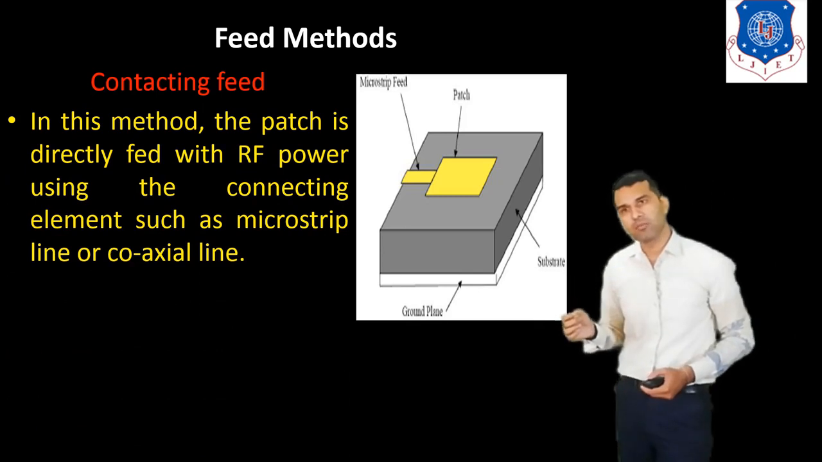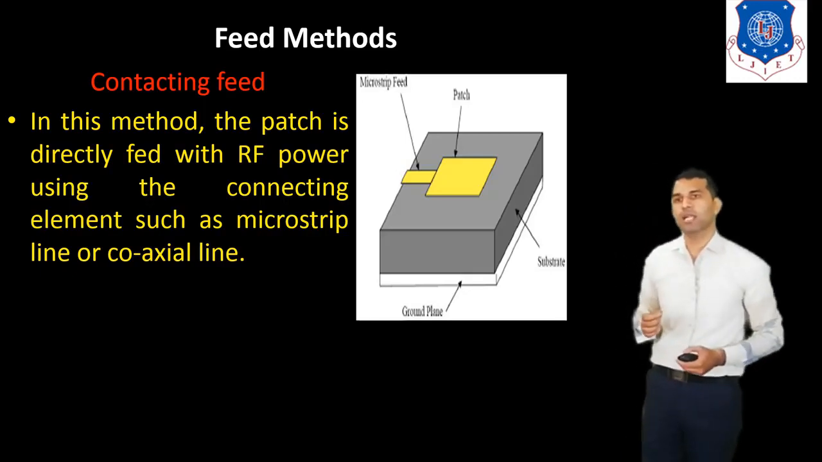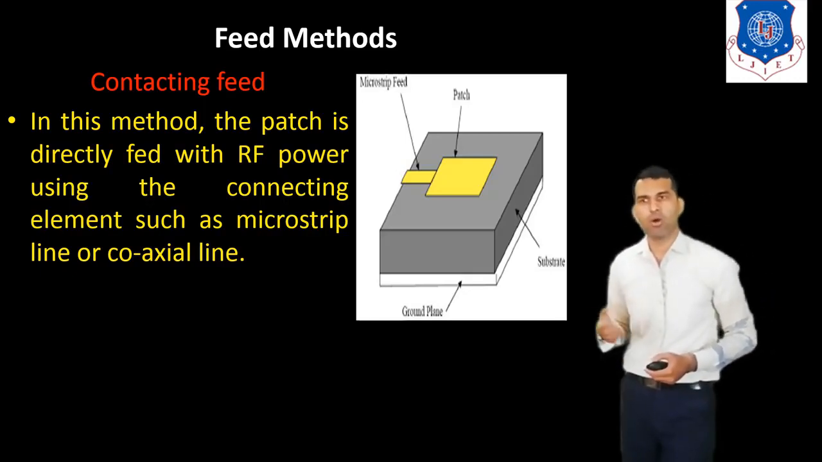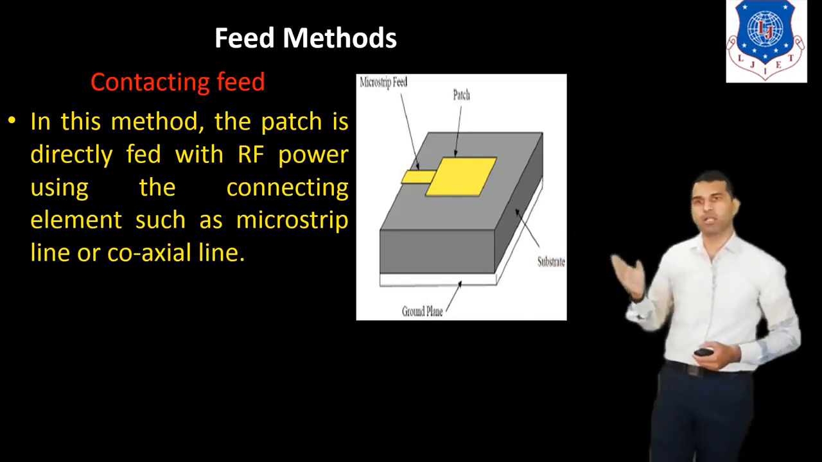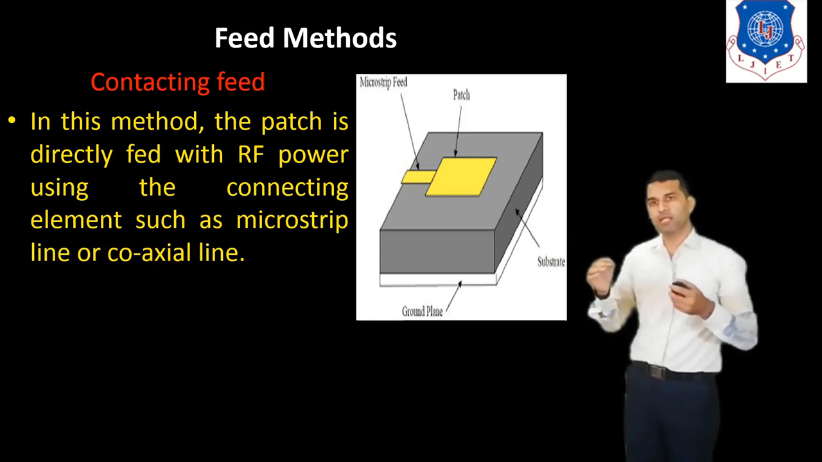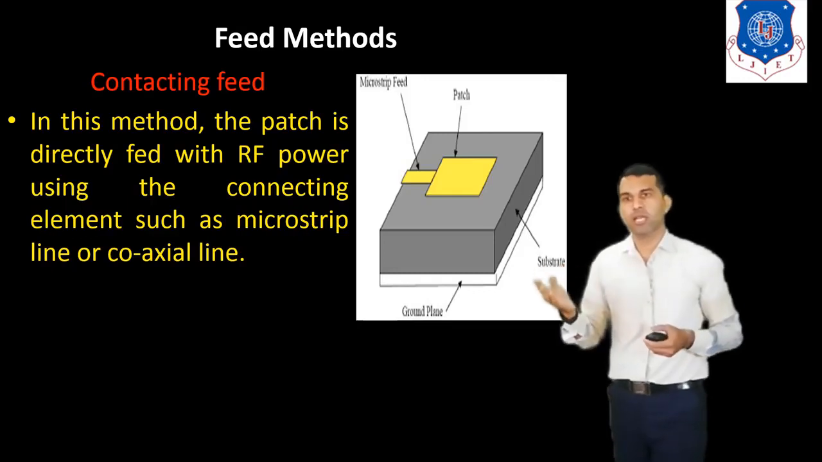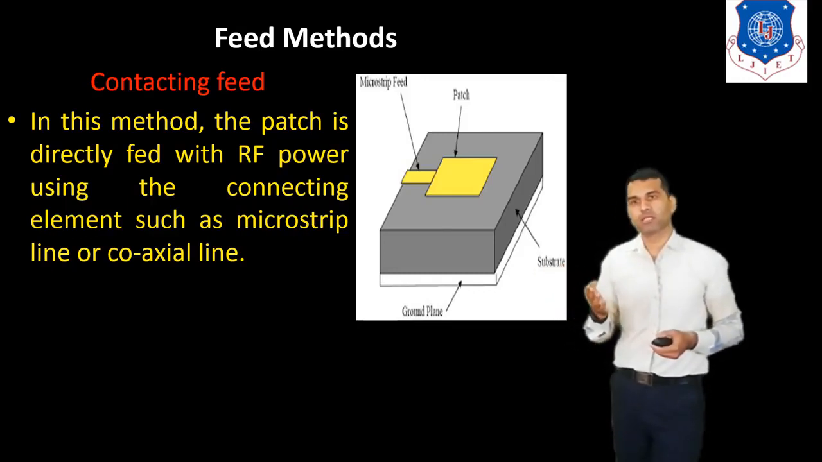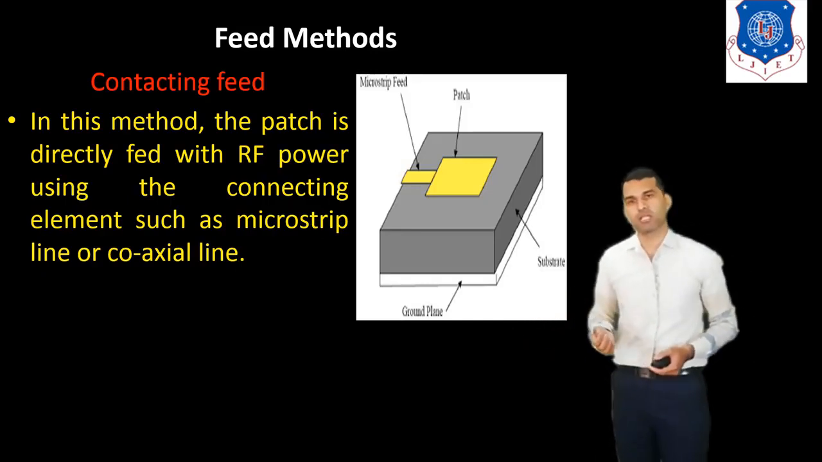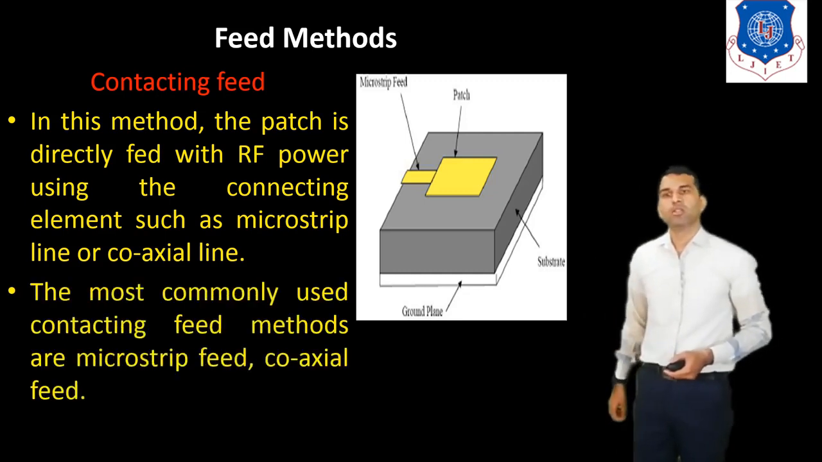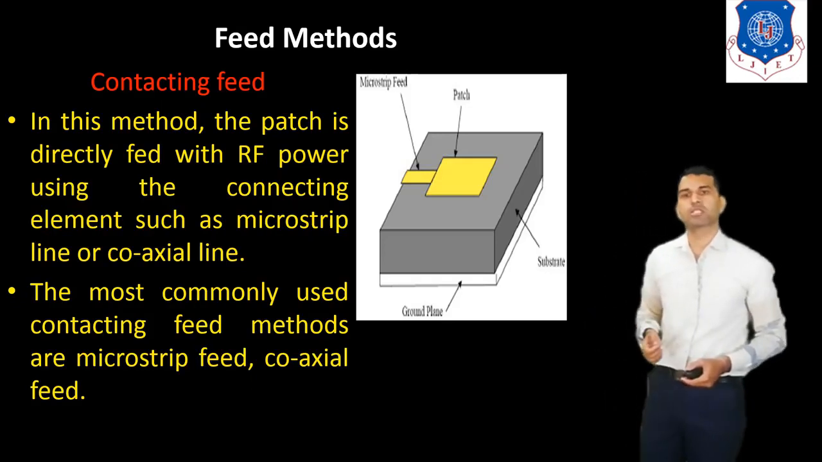In this method, the patch is directly fed with RF power using connecting elements such as a microstrip or coaxial line. As the name indicates, contact: we give direct contact of the feeding element with the patch. We feed the patch directly by connecting elements such as a microstrip line, or we can also use a coaxial cable. The most commonly used contact feed methods are the microstrip feed and the coaxial feed.